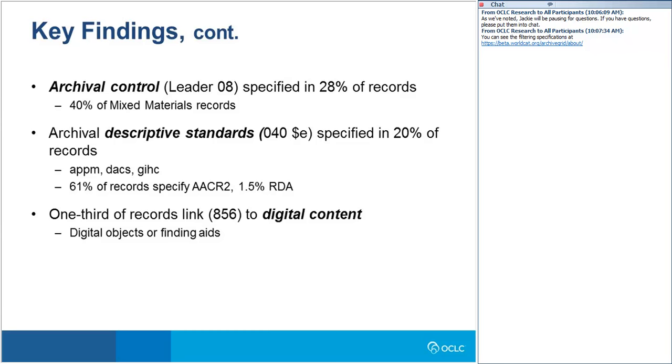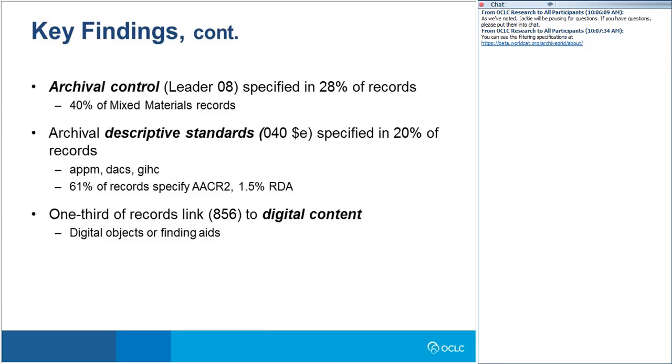Archival descriptive standards. We can't really know how often these three standards are actually used because catalogers may not always add the code in field 040, subfield E. We can only know how often it's explicitly specified, and the answer is not tremendously often.